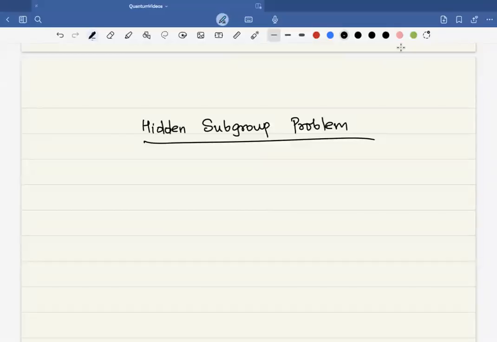So we are going to talk about the hidden subgroup problem. Many of the problems that we have studied up till now, such as Simon's problem and the order finding problem, can be reframed in the form of a hidden subgroup problem. So what is the hidden subgroup problem?